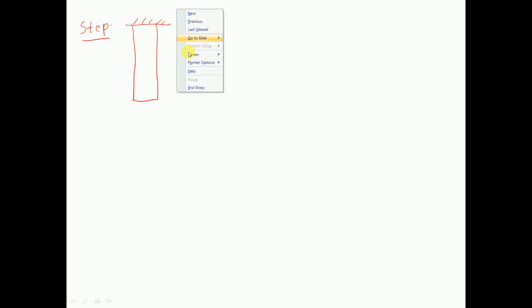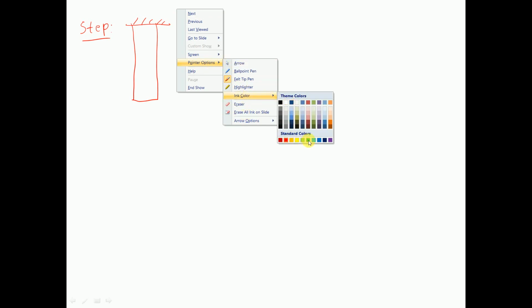Then the first step in this process is, what we have to do is we have to divide the bar into two equal parts. Okay, I am dividing the bar into two equal parts.